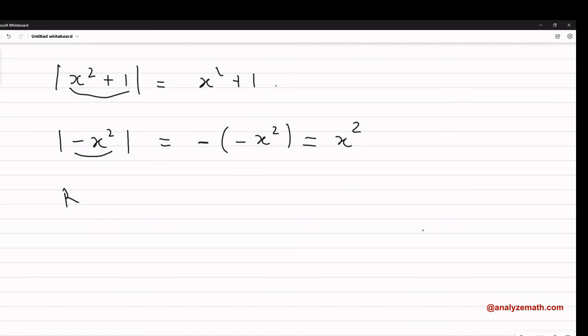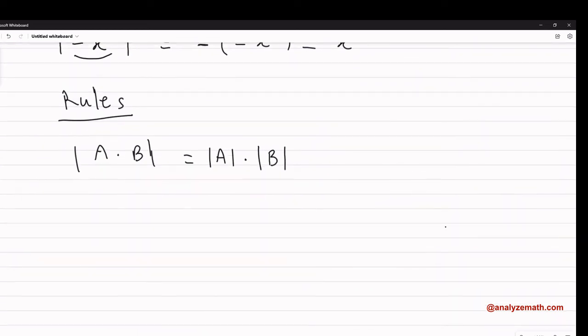Now some rules of the absolute value. The absolute value of a multiplied by b is equal to the absolute value of a multiplied by the absolute value of b. The absolute value of a divided by b is equal to the absolute value of a divided by the absolute value of b.